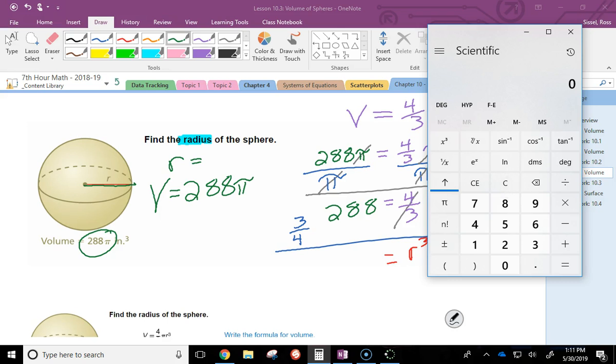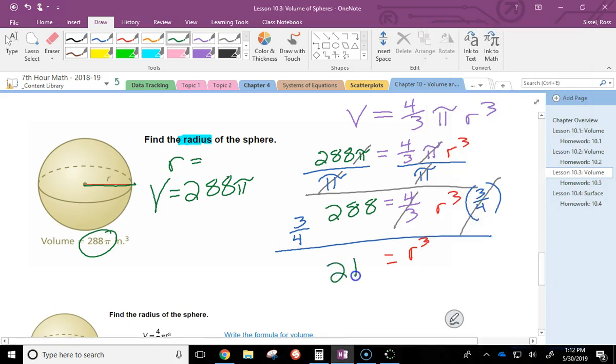The other way is, how did we do the previous one? We did 4/3. Nathan told us. Take your numerator 3, times it by our number, 288. Then divide by your denominator. We still get 216. So I have 216 equals r cubed.